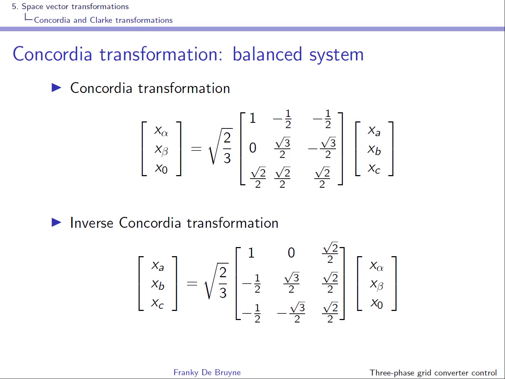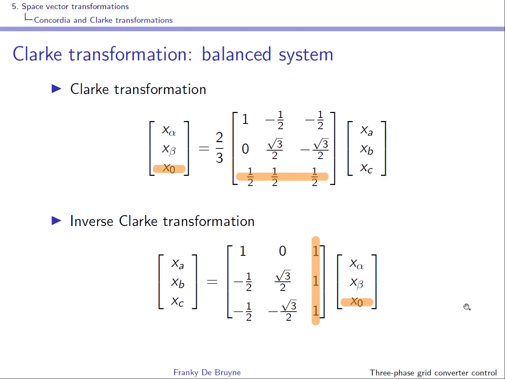So we'll use a reduced transformation matrix, which is defined as follows, and the matrix is then a 2 by 3 matrix. You have something similar for the inverse Concordia matrix, which you can reduce to a 3 by 2 matrix. And of course you have something similar for the Clarke transformation.